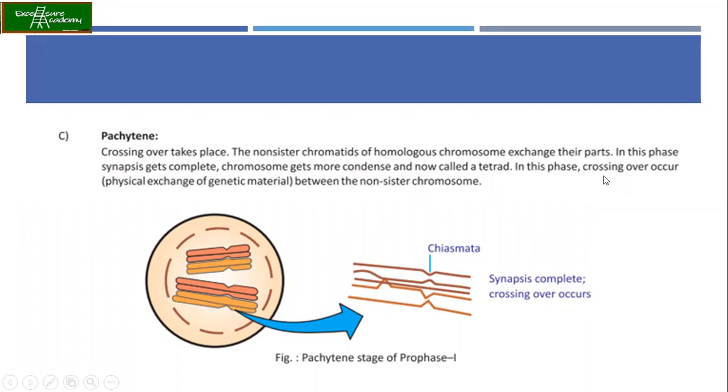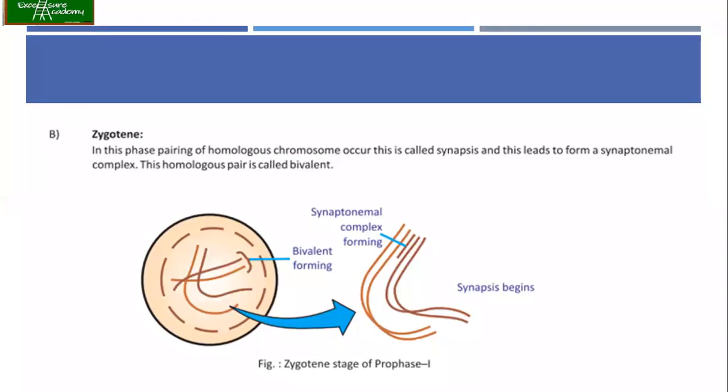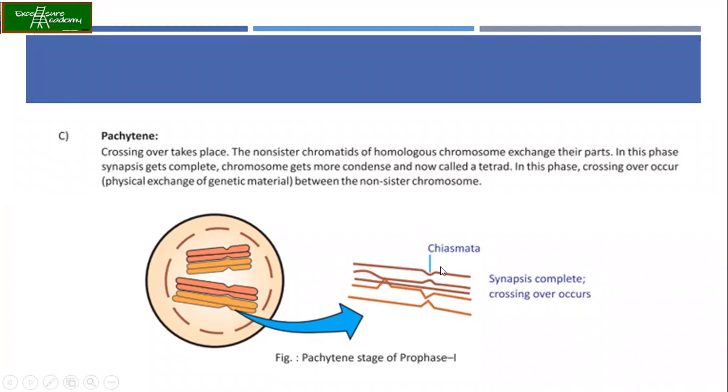The third stage of meiosis 1, prophase 1, is pachytene. Here crossing over takes place. So in zygotene the pairing was happening, and in pachytene the crossing over is taking place. The non-sister chromatids of homologous chromosomes exchange their parts. In this phase, synapsis gets complete. In zygotene, the previous one, the pairing is happening and synapsis begins, whereas in pachytene synapsis is getting over. Now the chromosomes get more condensed and are called tetrads.